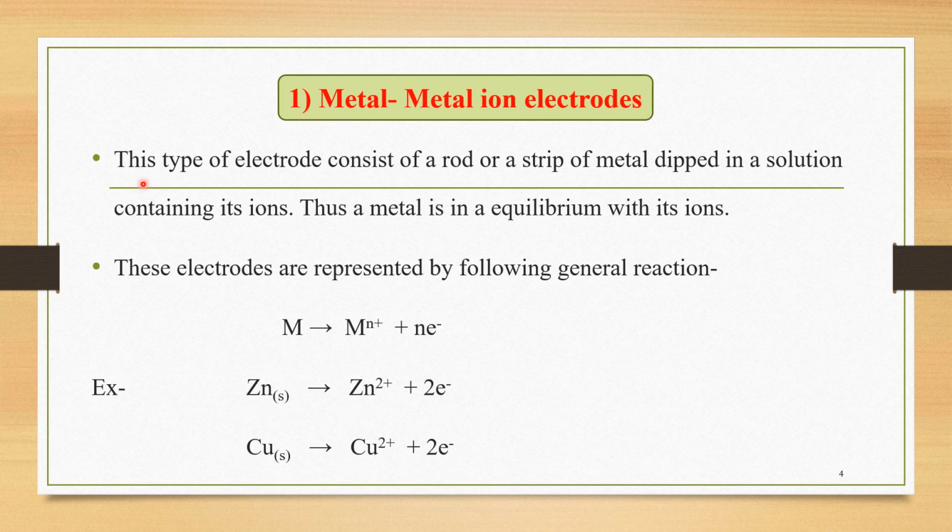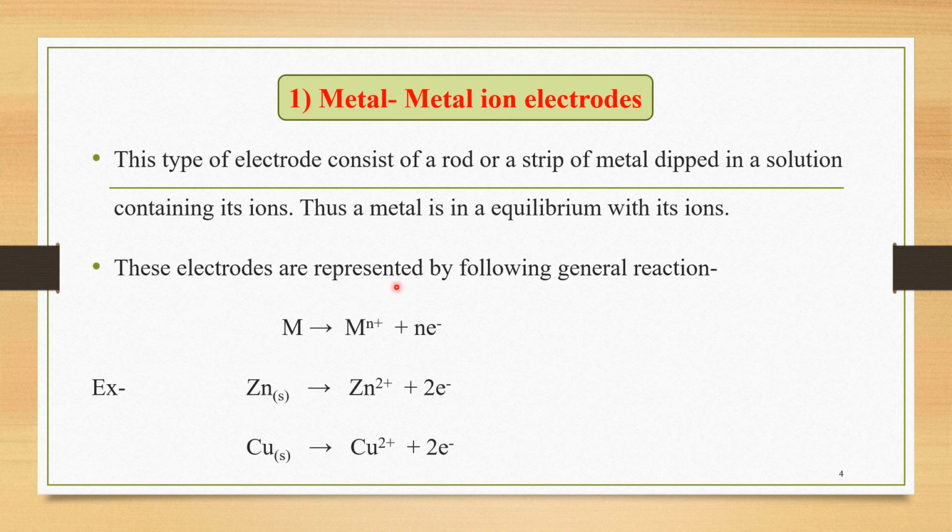Now, how is this electrode formed and what are the simple examples of this type of electrode? This type of electrode consists of a rod or a strip of metal dipped in a solution containing its ions. Thus, a metal is in equilibrium with its ions. To form this type of electrode, we take either a rod or a strip of metal and dip it in a solution containing its ions. So in this case, the metal and metal ions are in equilibrium with each other.